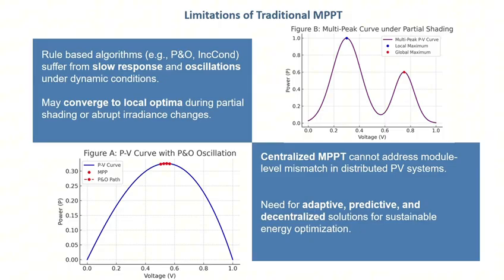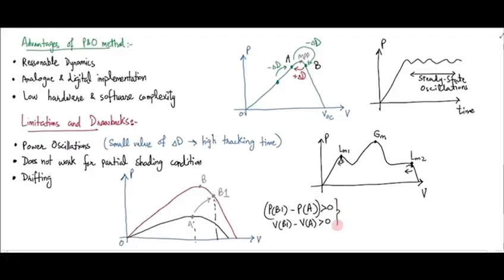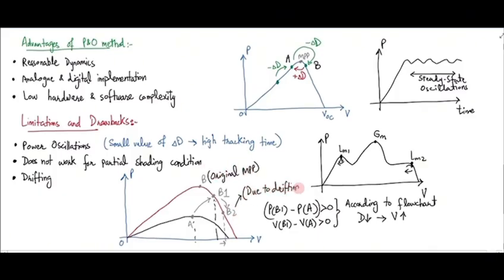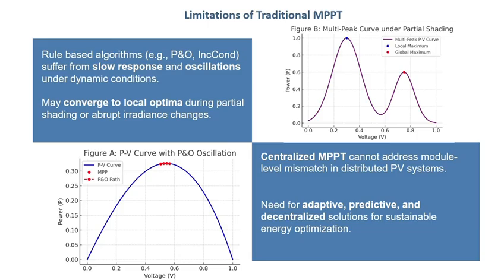Another major limitation occurs under partial shading. When different modules receive different levels of sunlight, the power-voltage curve develops multiple peaks, as shown in Figure B. Traditional methods can easily get stuck at a local maximum, instead of finding the true global peak. This results in significant energy loss.